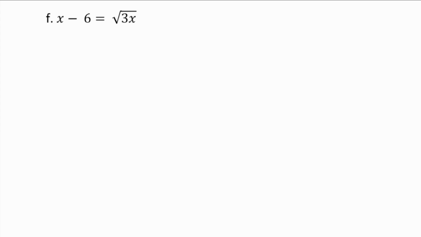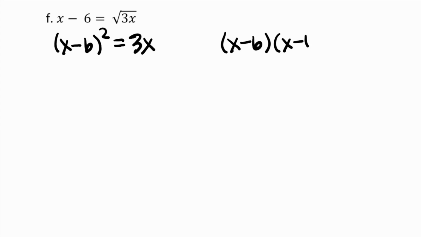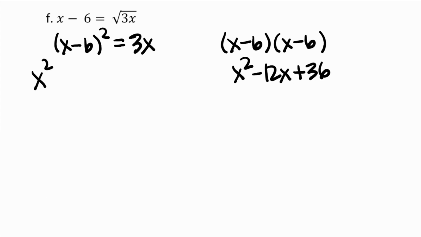So I'm going to square both sides of this equation. So I'm going to have x minus 6 squared equals 3x. The thing is, I just have to remember to be careful about x minus 6 squared, because that's x minus 6 times x minus 6, which is x squared minus 12x plus 36. I just don't want you to forget that negative 12x.